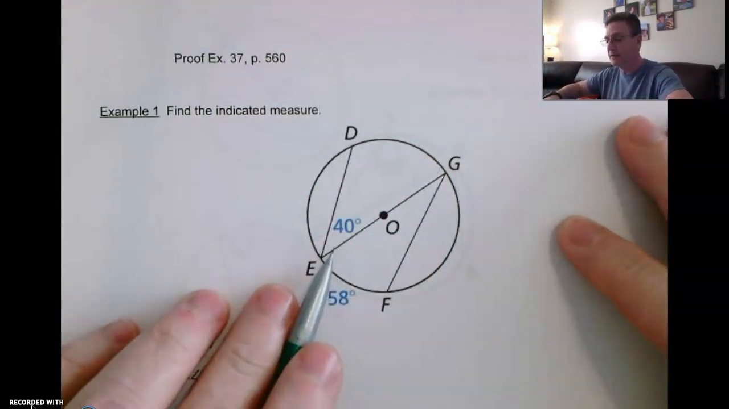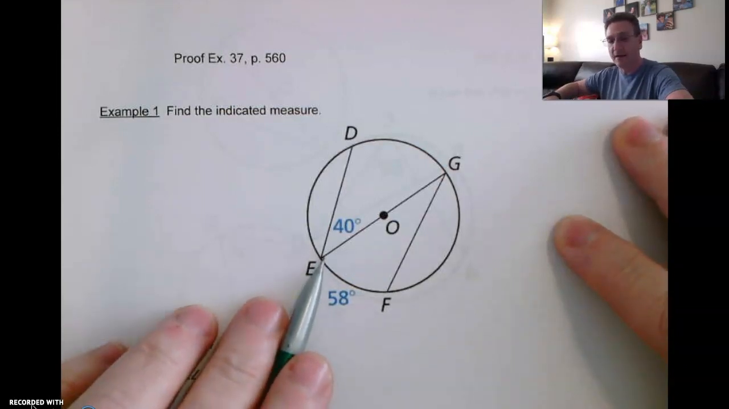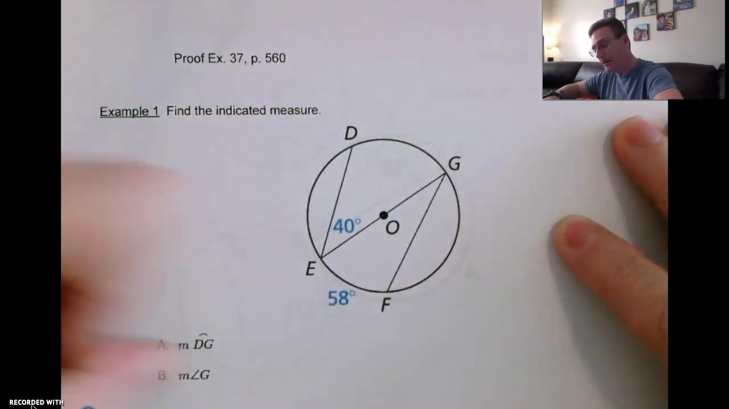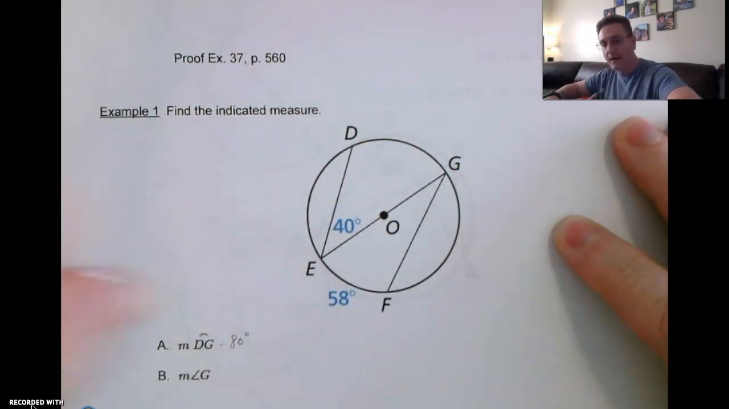Arc DG is here. We know from our inscribed angles theorem that the inscribed angle is half the measure of the arc. So arc DG has to be 80 degrees.